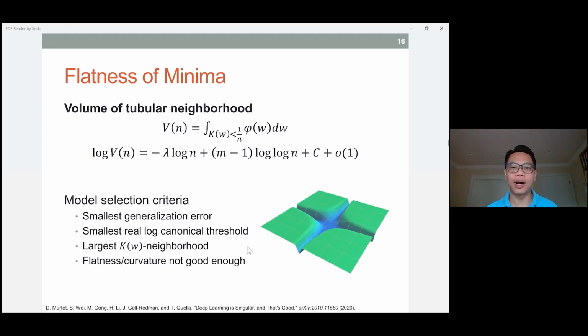Here's why. A better way to think about flatness is actually to think about this integral. Imagine that I have my Kullback relative information. It creates some kind of a landscape. Now I'm going to fill the landscape with water. This is my landscape here in green. I'm going to fill it with water up to a certain water level, which is 1/n.